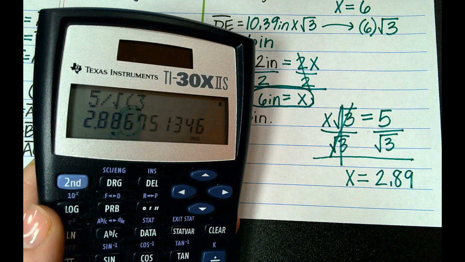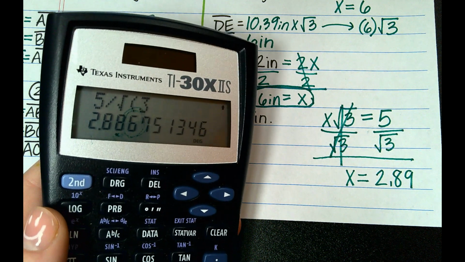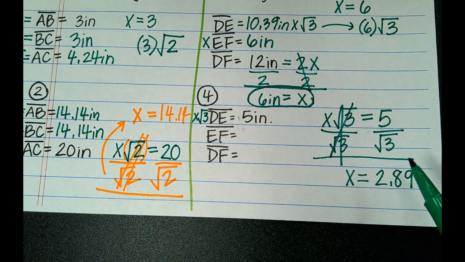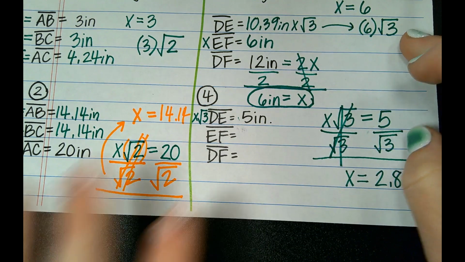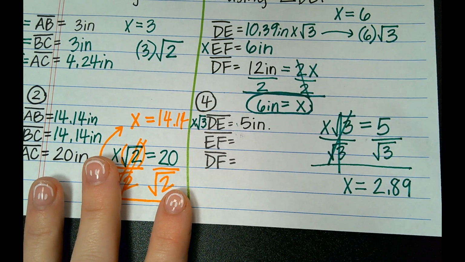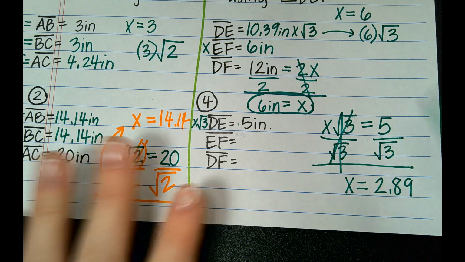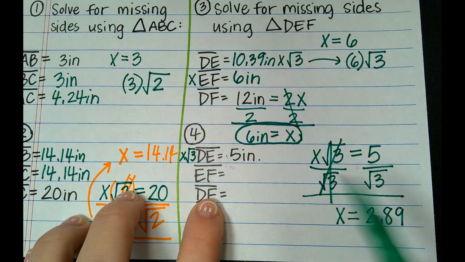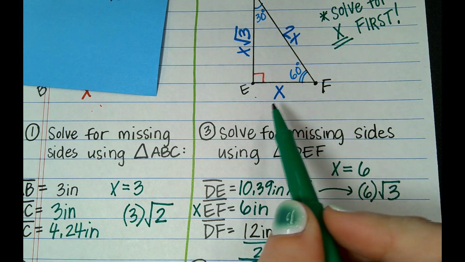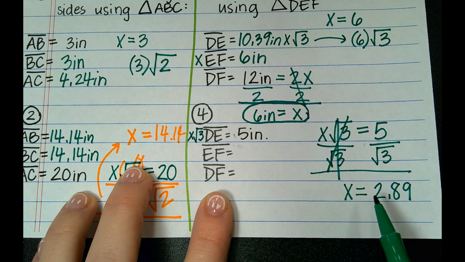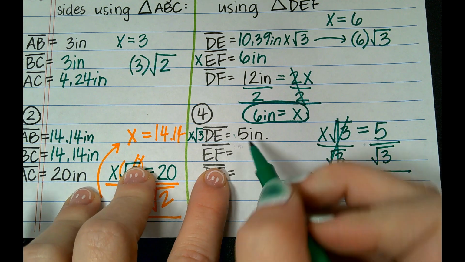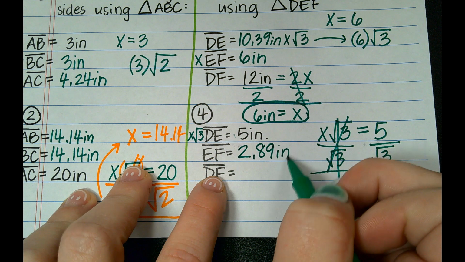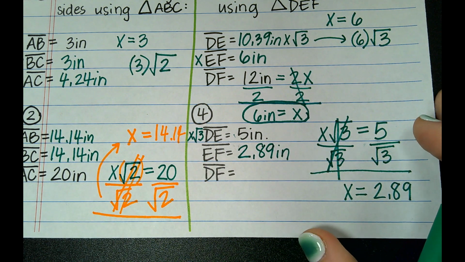But if you put 2.88, I would still count it. I'm not grading you on your rounding skills. So E to F is 2.89. How'd you know that? It's X. Because it's X. So Arthur just said E to F must be 2.89. Well, E to F is X, and X is 2.89. So E to F is 2.89 inches. Very good.